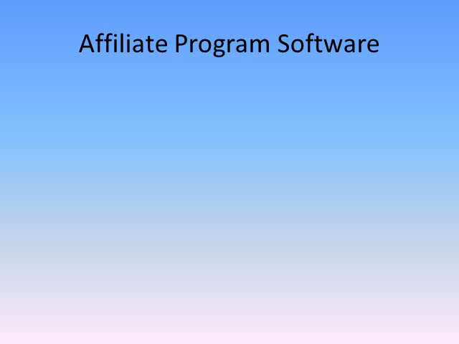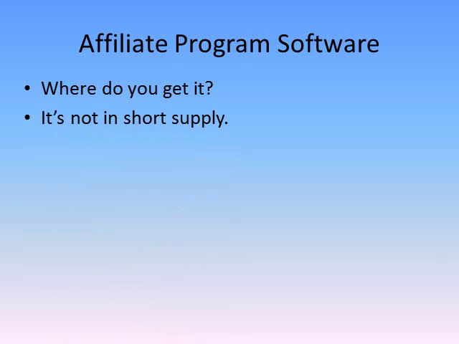So, affiliate program software can really provide you with the numbers you need. So the question is, where do you get it? And the answer is, it's not in short supply. To say it more positively, there are a lot of choices out there. If I were looking for it, I might Google the term leading affiliate program software or affiliate program software review and read some reviews and choose the package that seemed to be most suited to my business.